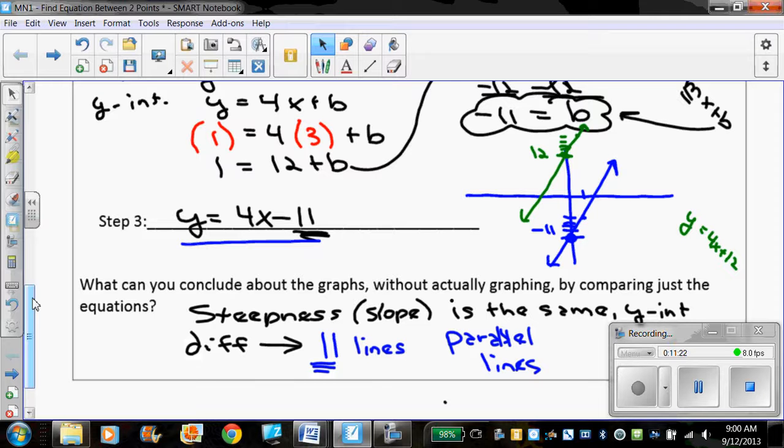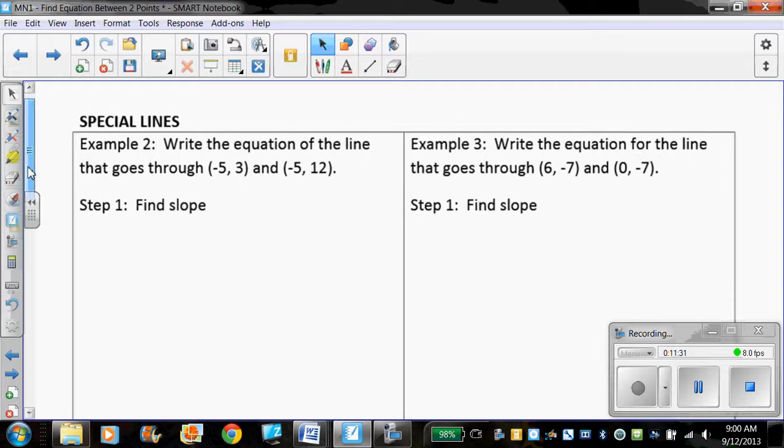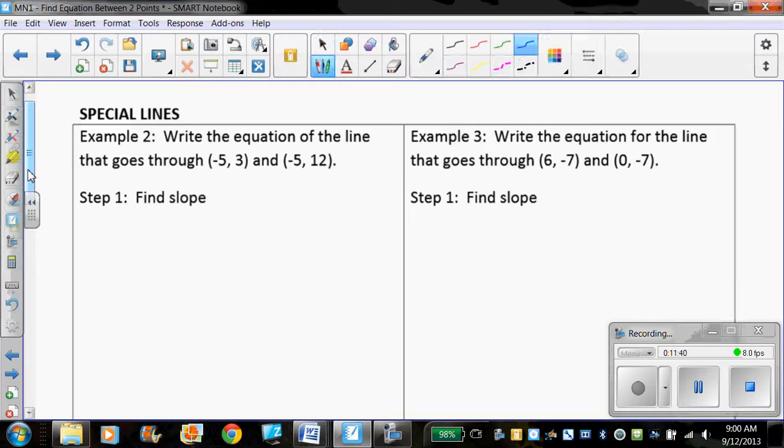Okay, so with that first example, the goal is to understand how to find the slope and find the y-intercept of a line given 2 points, and then put those pieces of information together. Now there are two special cases of lines that give students a little bit of a run for their money, so I'm going to go through those quickly. It says write the equation of the line that goes through that point and that point. Step 1 is find the slope. So let's find the slope.